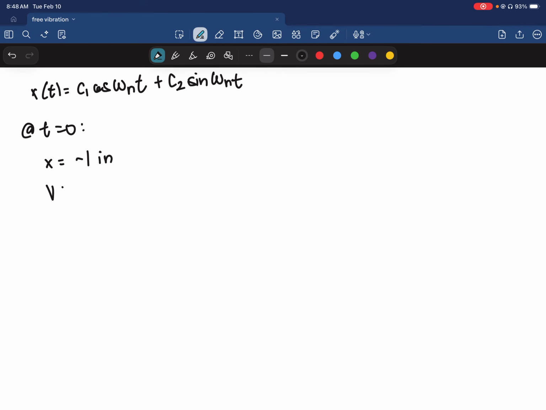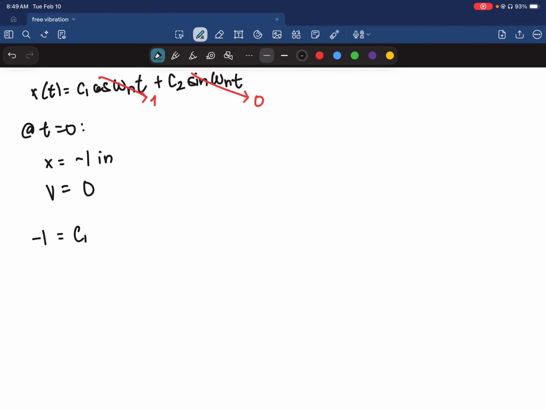And our velocity is 0. Therefore, if we set our time equals 0, we have negative 1, and that is equal to... when we plug in 0 here, this will be 1, this will be 0. Therefore, what remains is C1. So, negative 1 is C1.